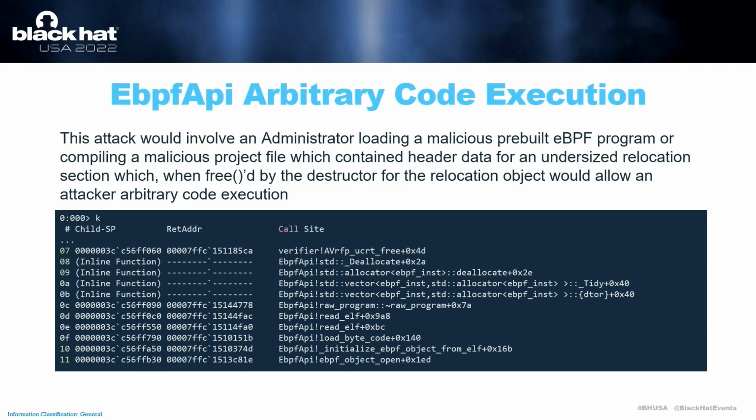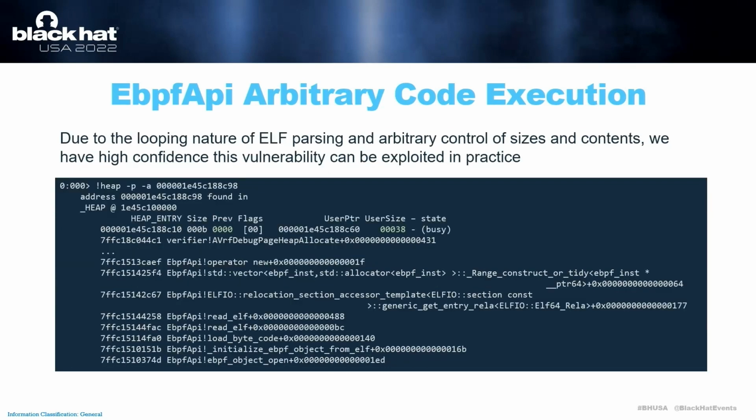The way that this was doing the free, it was in the destructor for an eBPF program, and it was dealing with an array of eBPF instructions. So it's just trying to free all the objects that represent the instructions. And the way that that allocation occurred that was missized was due to the processing of relocation entries in the ELF file itself. So you generate an eBPF program, an ELF file, there's a relocation section, and as that gets parsed, it's being done in a loop.